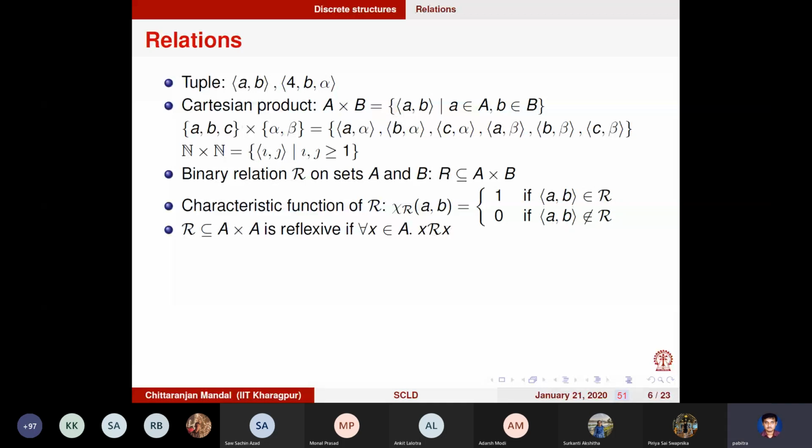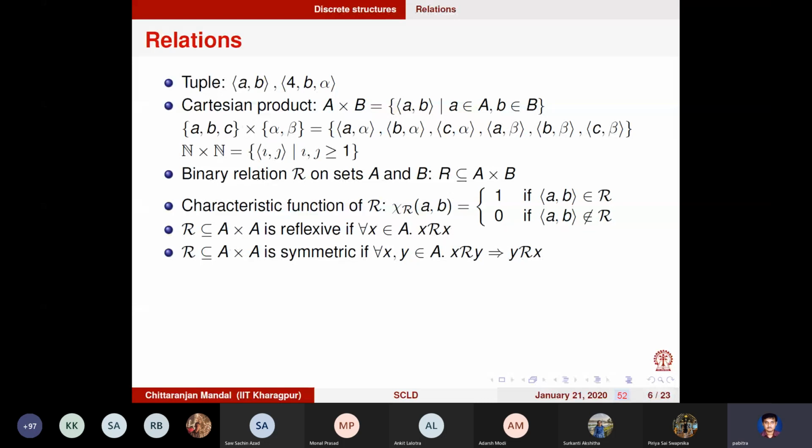A relation is called symmetric if for any X and Y in A, if X is related to Y, it implies Y is also related to X. And this should hold not for any particular X and Y, but for all X and Y in A. This is an important point. So if you pick up any two X and Y, if I find that X is related to Y, then definitely we can say Y is also related to X. If they're not related, I cannot say anything. If this is true, then I call the relation symmetric. The divisibility is not a symmetric relation. If A divides B, it doesn't mean that B divides A.